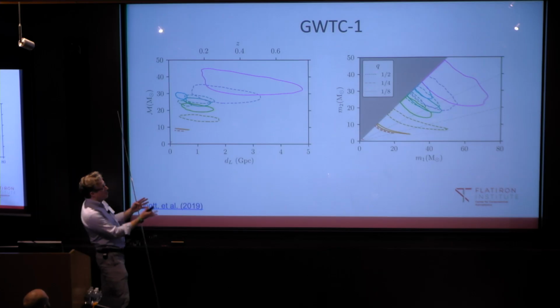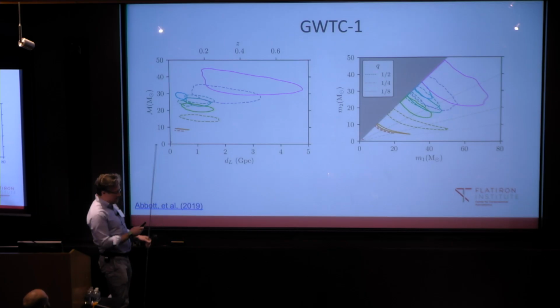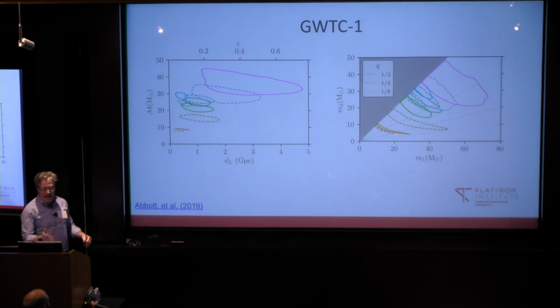So this is LIGO's first catalog, the Gravitational Wave Transient Catalog number 1. There are 10 sources here.